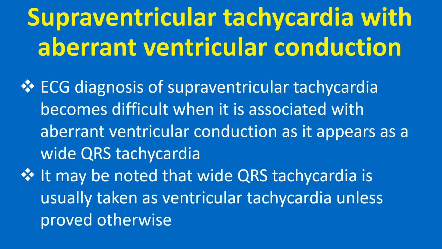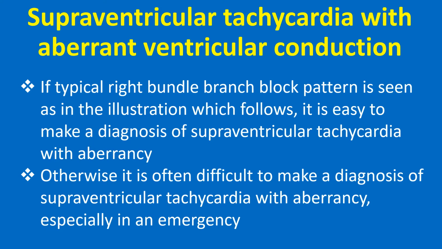ECG diagnosis of supraventricular tachycardia becomes difficult when it is associated with aberrant ventricular conduction, as it appears as a wide QRS tachycardia. It may be noted that wide QRS tachycardia is usually taken as ventricular tachycardia unless proved otherwise. If a typical right bundle branch block pattern is seen, as in the illustration which follows, it is easy to make a diagnosis of supraventricular tachycardia with aberrancy.